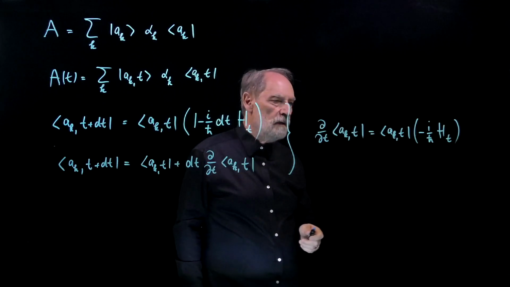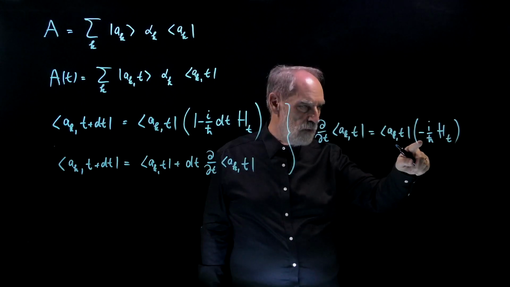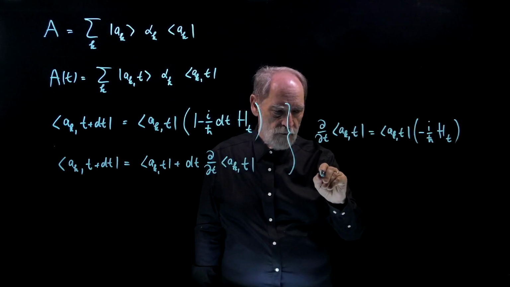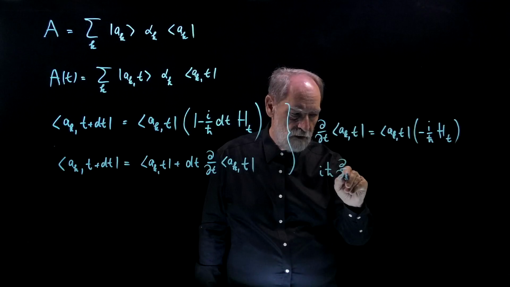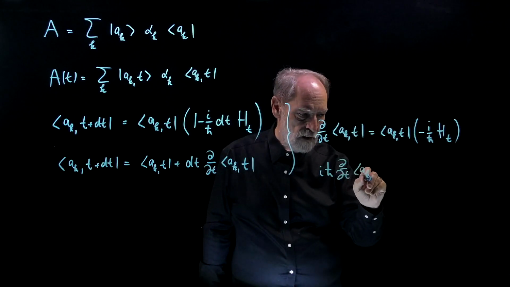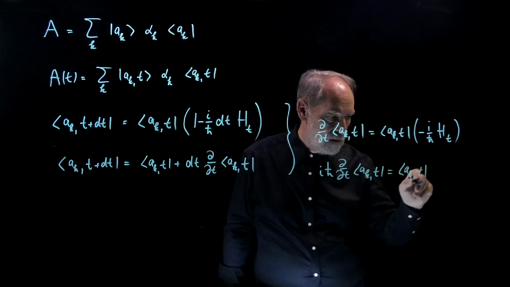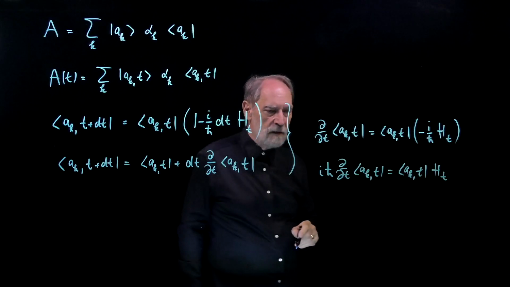Well, now, if we multiply by i and we multiply with h bar, then this factor goes away, and we have a factor of i and a factor of h bar on the left. Then i h bar times the time derivative of the bra A_k at time t is equal to this bra with the Hamilton operator applied to it.